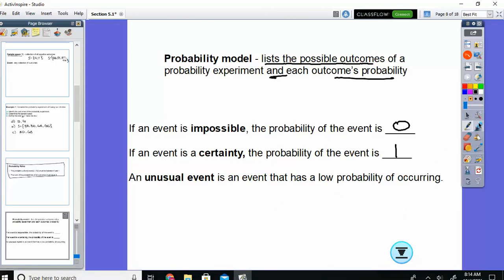One other thing that we will use a lot is an unusual event. And unusual doesn't mean impossible. It can happen, but it means it's not likely to happen. So for us, unusual will be less than 5%. So anytime a probability is less than 5%, we would say that would be an unusual event.